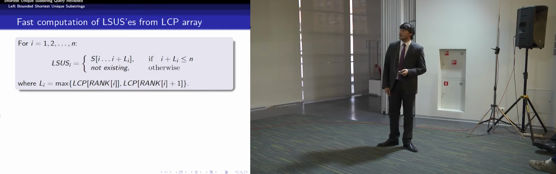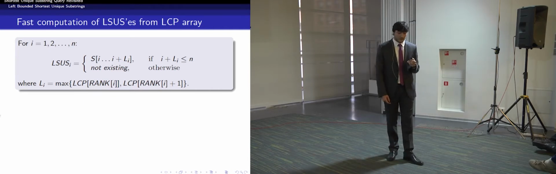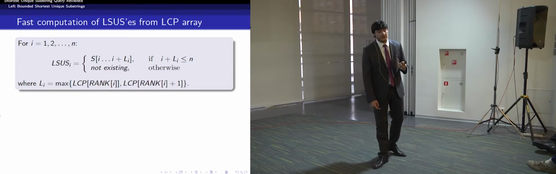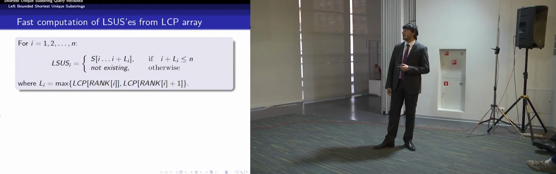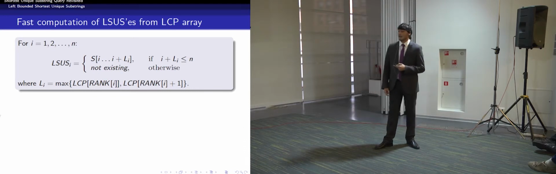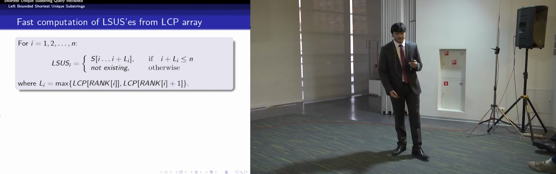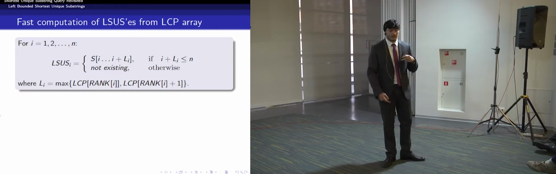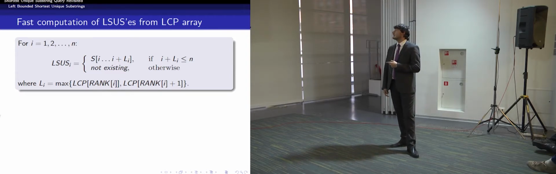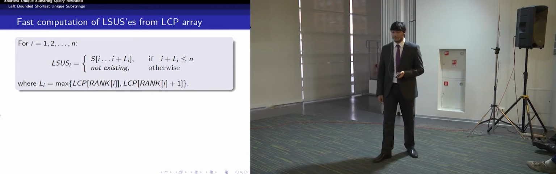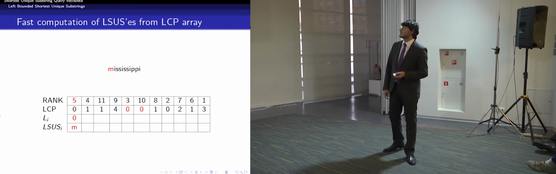So we are looking at the position where the comparison of suffix i with i minus 1, which is the rank i in the LCP array, and also the comparison of suffix i with i plus 1 in the sorted order, with the next position in the LCP array. So let's look at the example construction.